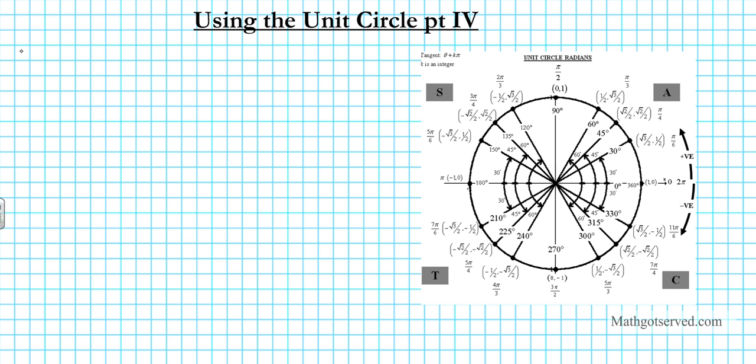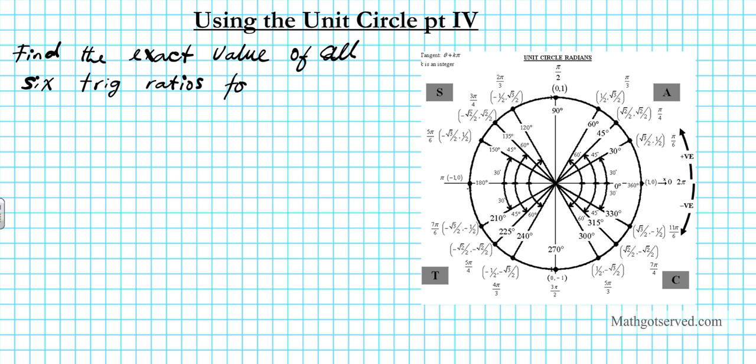So we are to find the exact value of all 6 trig ratios for the given angles. Okay. All right. So you can see that in this problem, we're going to be having 6 answers for each question.